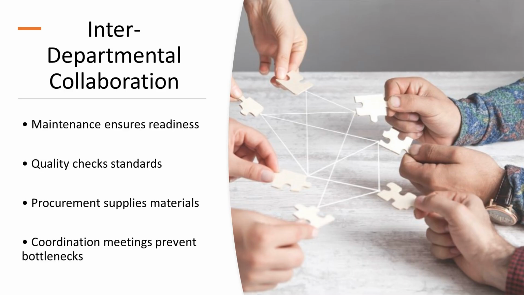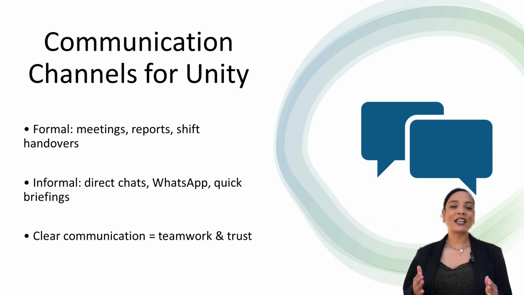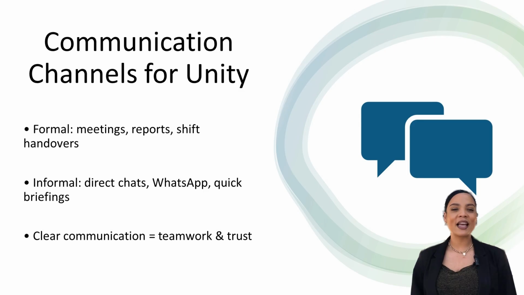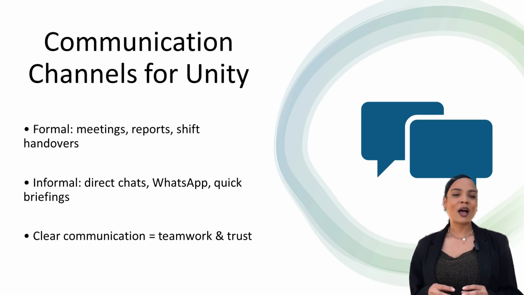Activity: group discussion. What communication challenges exist between departments in your workplace? How could coordination improve performance? Clear and open communication keeps everyone aligned. As a supervisor, I use formal channels: meetings, reports, shift handovers. Informal channels: direct chats, WhatsApp groups, quick floor briefings. Both play a key role in building unity and preventing conflict.